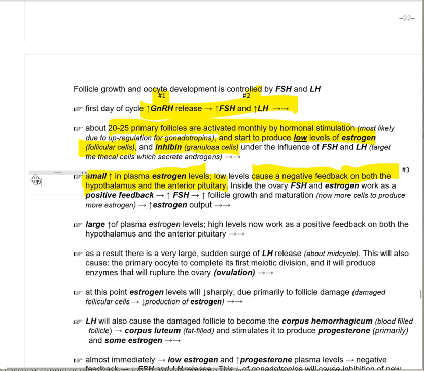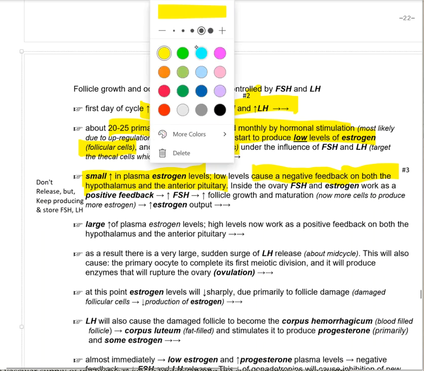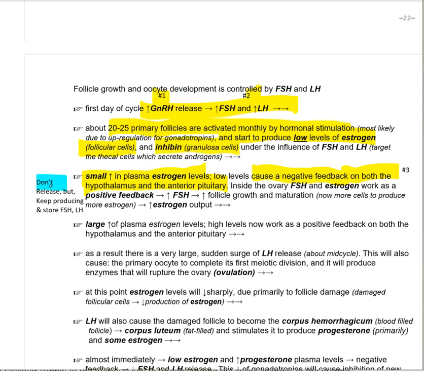So I'm going to write a little note here that is related to this. I'm going to say they don't release, but keep producing and store FSH and LH. Okay, so this is a key point, and we'll highlight it in a different color just so we can see it here. Okay.